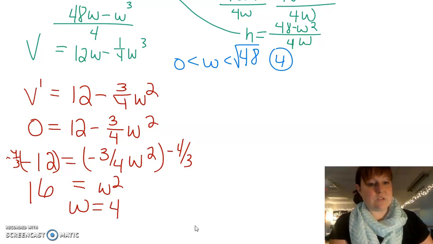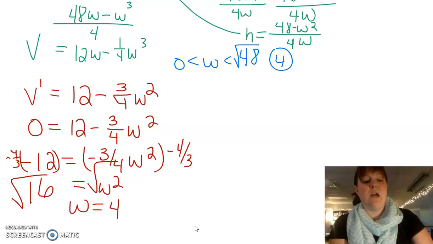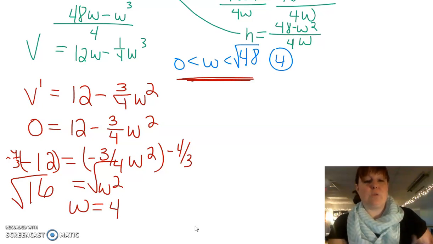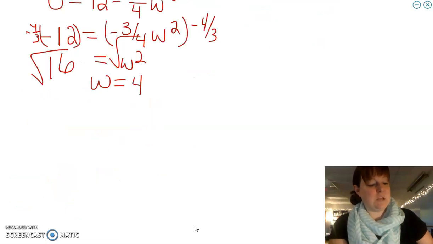Now normally when I take the square root of something, I need a plus or minus, right? I need plus or minus 4, but we're living in the real world. Can the width be less than 0? Absolutely not. We can't have a negative 4, so that one doesn't work. So my only option is 4. My width is 4. I have a critical number. So then our final step is going to be to see if this critical number is a min or a max.